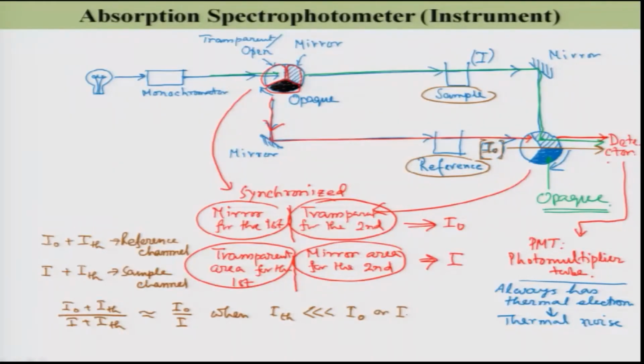But if it is not, then this ratio will change. If this ratio changes, then the log of this ratio will change, and the absorbance will change. So, there will be a lot of problems in the measurement of absorbance. So, somehow I have to subtract this ITH. I have to get rid of this term.